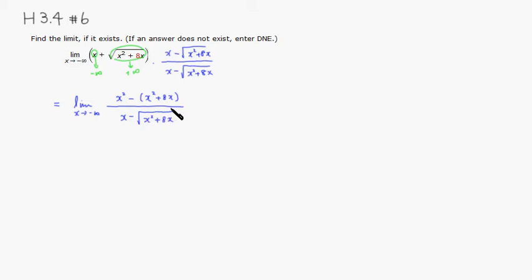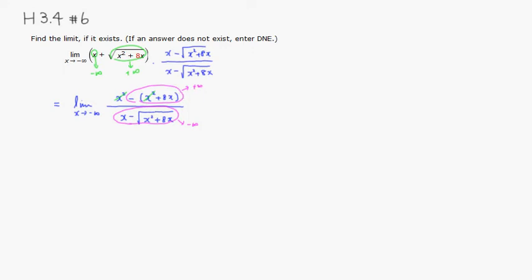Then we can cancel things out. It looks like the x squared and x squared cancel out. It still seems like, as x approaches negative infinity this time, the bottom goes to negative infinity, and the top goes to negative infinity times negative, so it's going to positive infinity. So again, infinity over infinity, we can't make a decision from here.